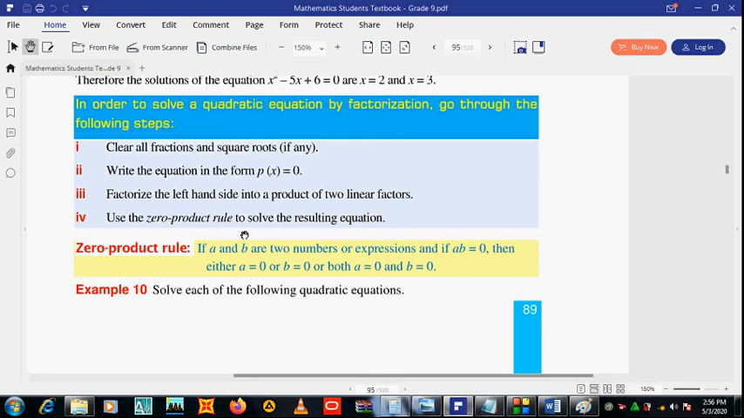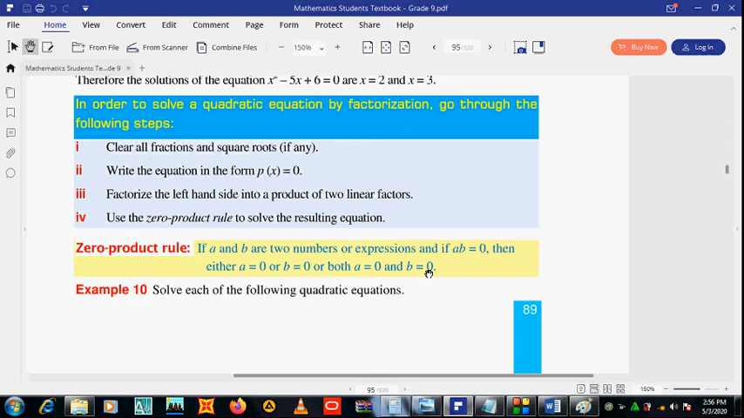Then use the zero product rule to solve the resulting equation. Zero product means if a and b are two numbers or expressions, and if a times b is equal to 0, then either a is equal to 0 or b is equal to 0, or both a and b are equal to 0.